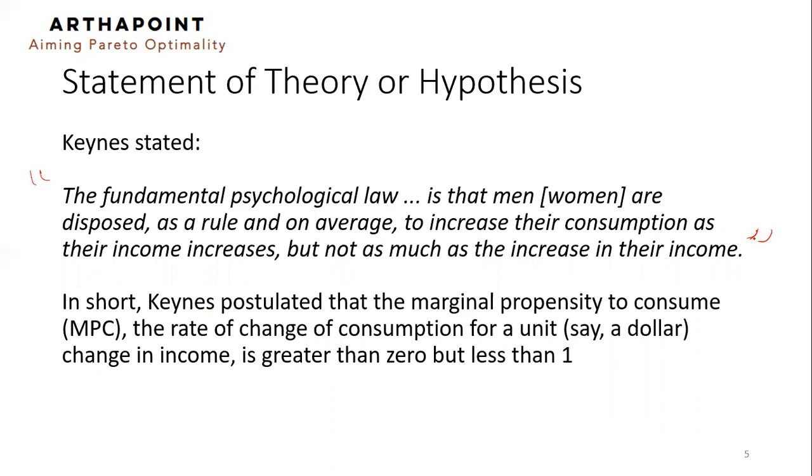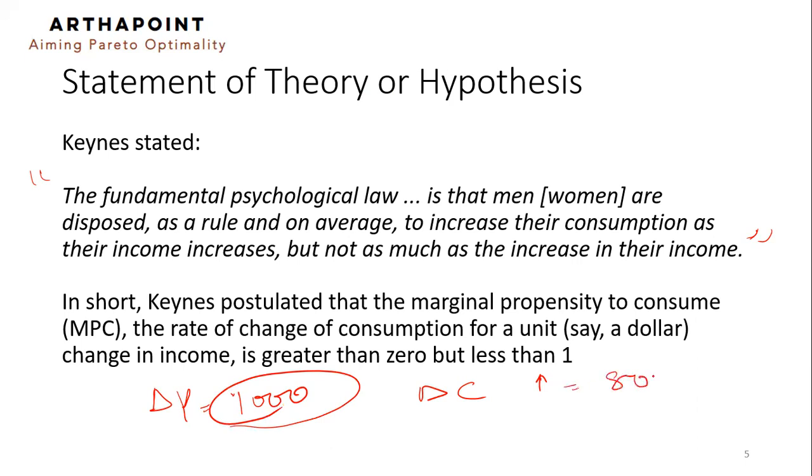Now, let us try and understand what he wanted to say. He wanted to say that if your income increases by 1,000 rupees, you will definitely increase your consumption, but you will not increase your consumption by 1,000. Maybe you will increase your consumption by 800. Maybe by 700. Maybe by 900. But one thing that is sure is that you would not want to increase your consumption by the whole 1,000, because as a human tendency, you would also want to save some part of it.